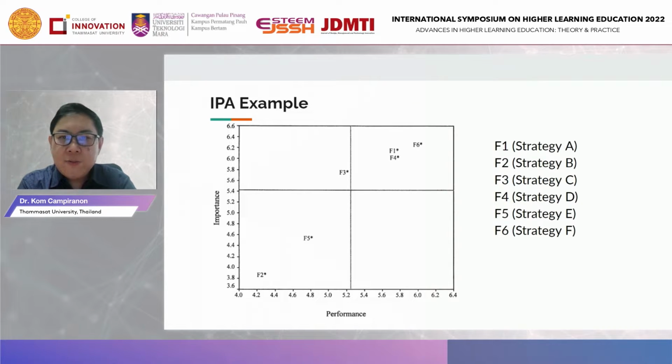Okay, which factor, we have F1 all the way to F6, right? Which one needs to be improved first? It has the highest priority. Which one? Can you guess?